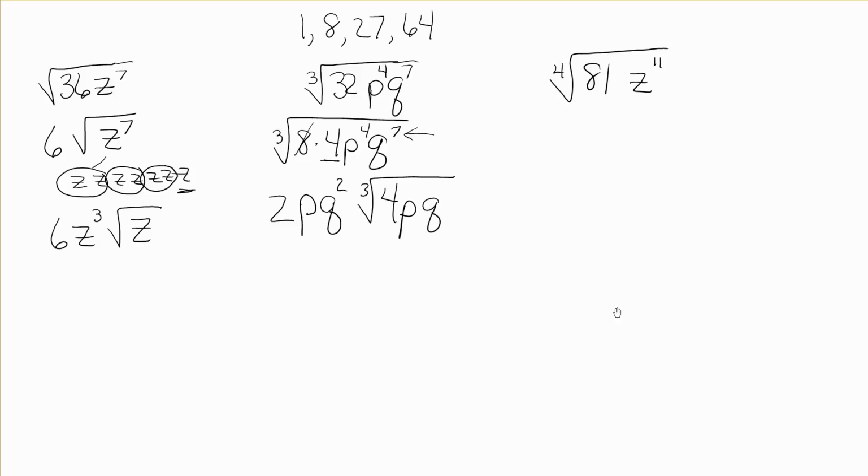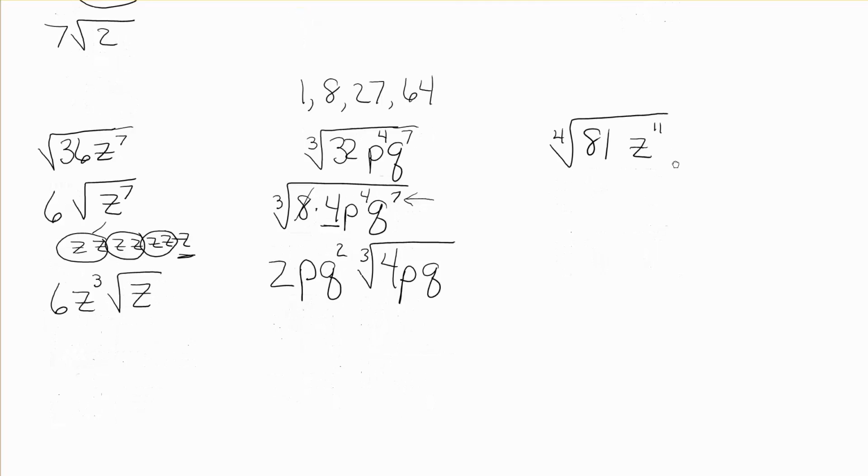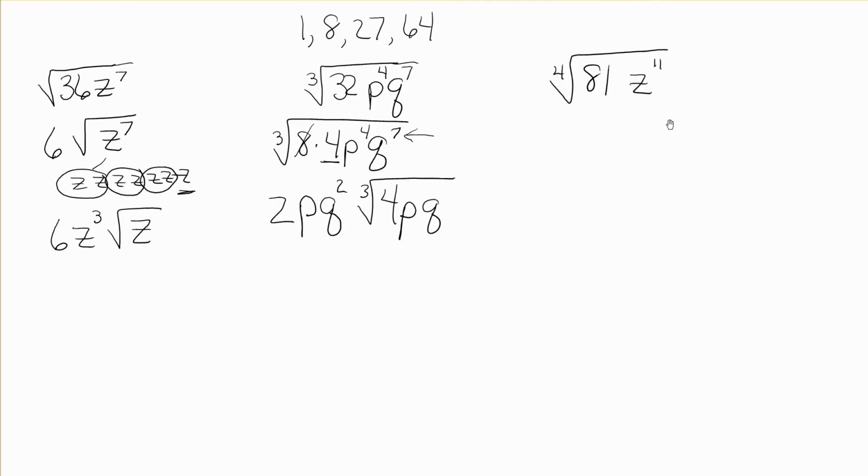Okay, let's take a look at the 4th root of z to the 11th. We already learned that the 4th root of 81 in one of my other examples was 3. But if we wanted to walk down the perfect 4ths, you would get 1, 2 to the 4th is 16, 3 to the 4th is 81. 81 is a great factor of 81, right? So we would get 3.